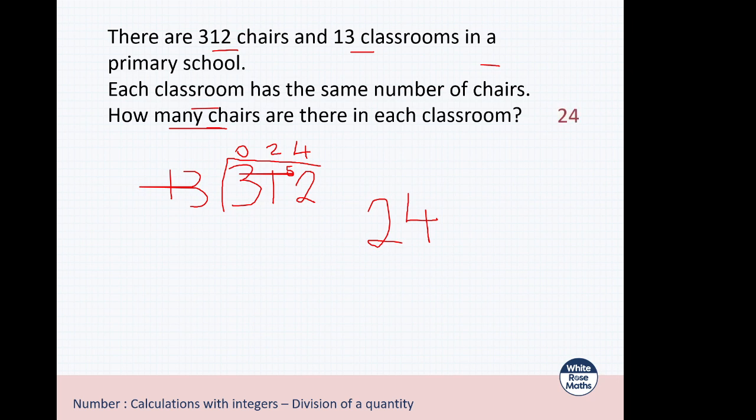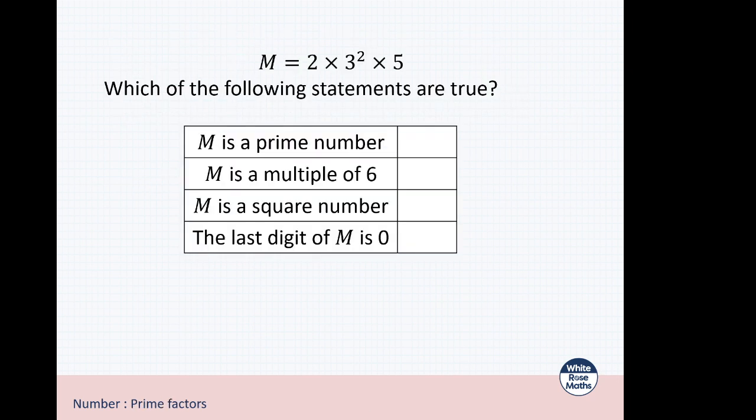Awesome. 24. Next question here is a bit more tricky now. Looking at some prime factors, product of prime factors. Which of the following statements are true? So M is equal to 2 times 3 squared times 5. So let's work out here. M is equal to 2 times 3 times 3 times 5.